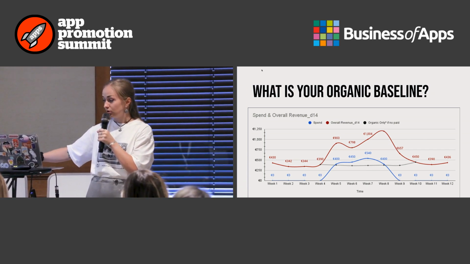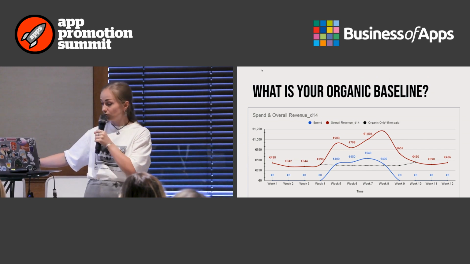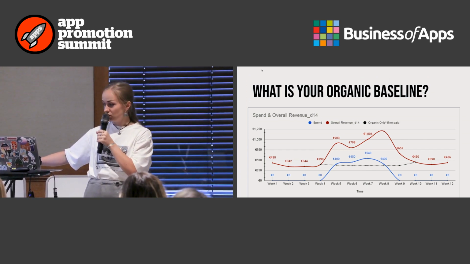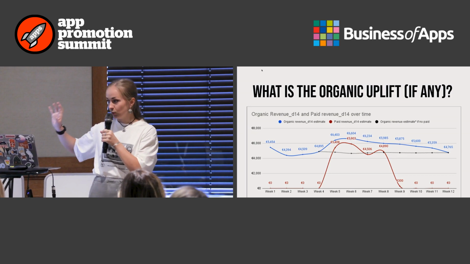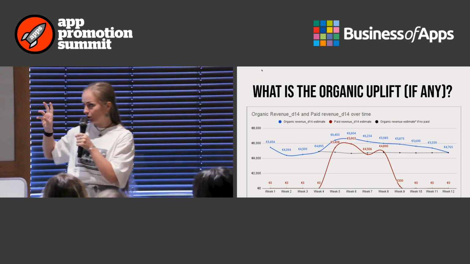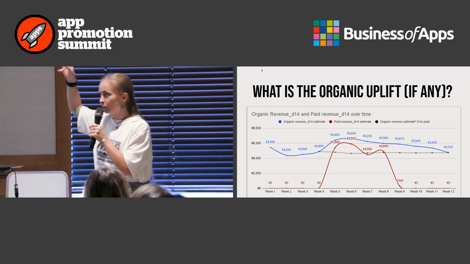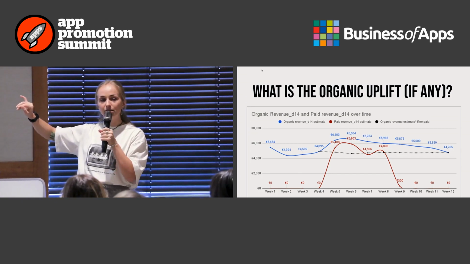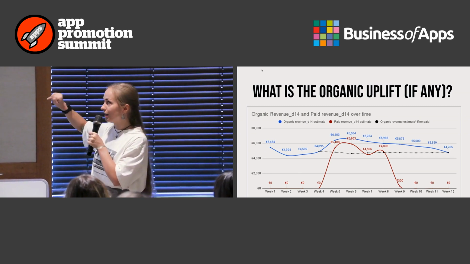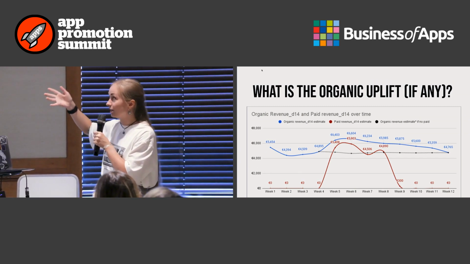So it actually helps you to understand and improve the effectiveness of your measurement and estimations. On top of this, we can see if there is something we call organic uplift. So here we have a different way of looking at things. The blue line is overall revenue. The red line is paid revenue, but of course those are estimates.